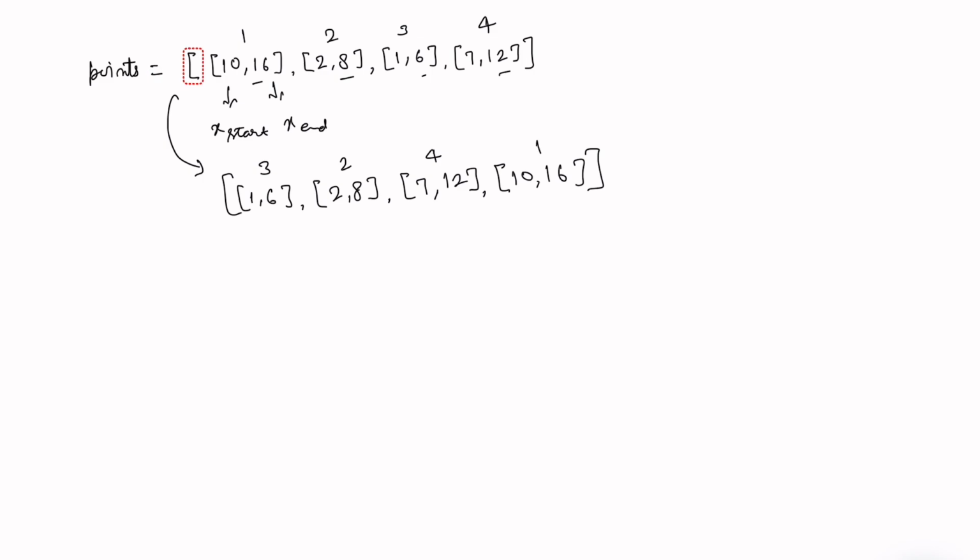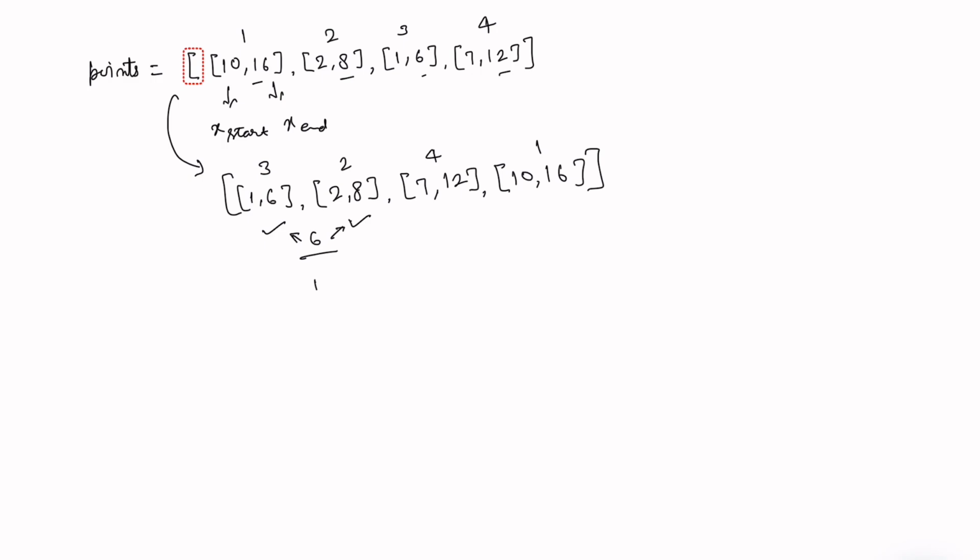So now see, if any arrow passes through 6, then it will burst this balloon, and 6 is coming between 2 and 8, so this will burst this balloon also. That means 6 can burst both the balloons, balloon 3 and 2 also. Can it burst the fourth balloon? No, because its start point is 7, so 6 is less than 7. So that means one arrow at position 6 is enough for shooting 3 and 2. That means one arrow is required here.